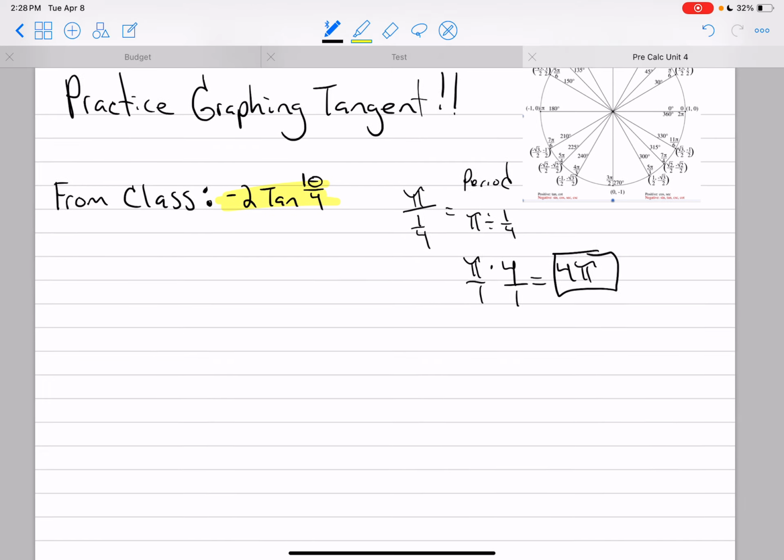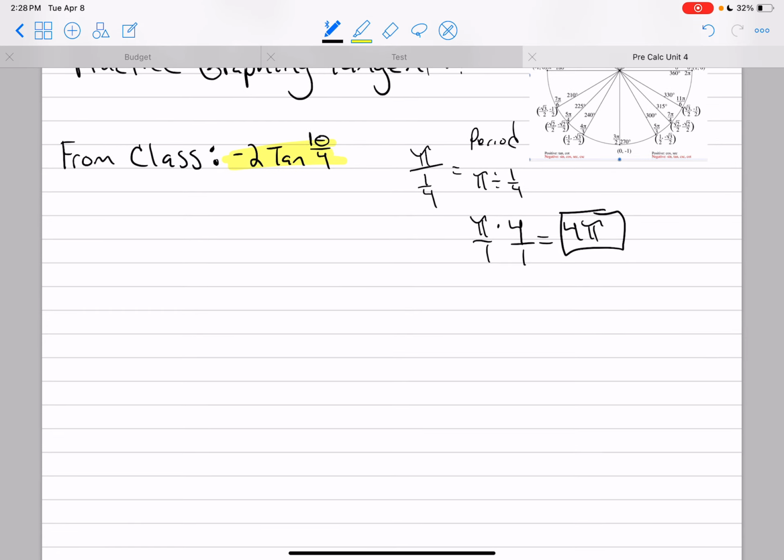Now as I'm thinking about my graph for this, I know that I need to do half in the negative side and half in the positive side. Okay, so I'm going to go ahead and draw my graph here. Here's my graph. And what's half of 4? That's going to be 2. So we have 2 pi here, and we have negative 2 pi over here.